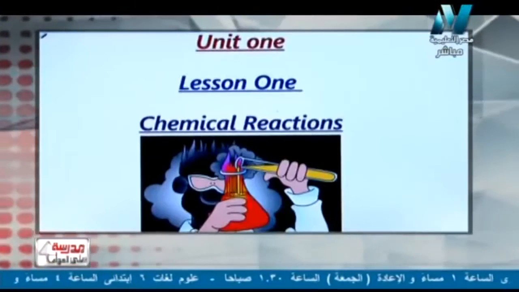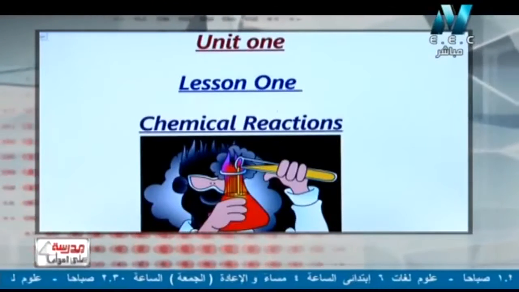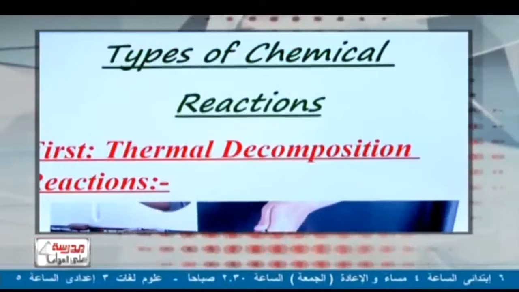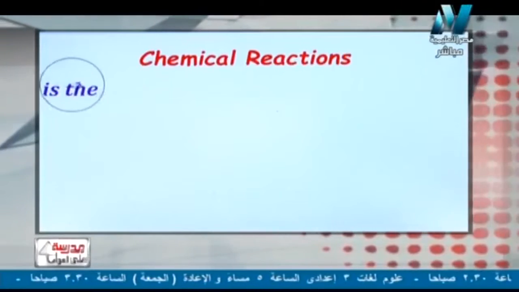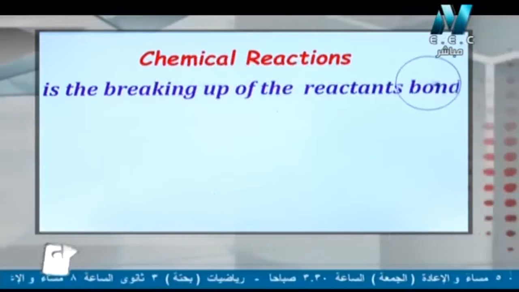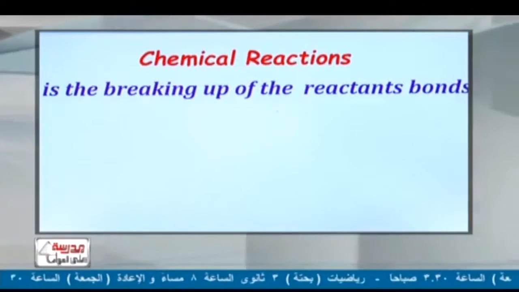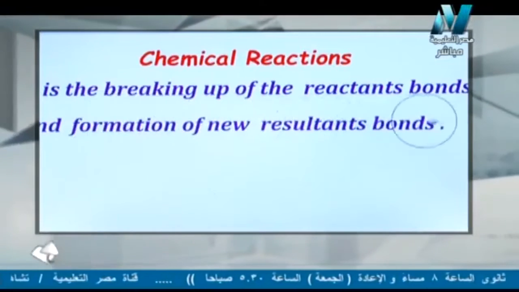So here, dear students, let's start with the first part in this lesson, the chemical reactions, and let's start with the first point. Let's look together. First unit, lesson 1, chemical reactions. Number 1, we have to know what is meant by the chemical reactions. A chemical reaction is the breaking down of the reactants' bonds, and at the same time the formation of new resultants' bonds.